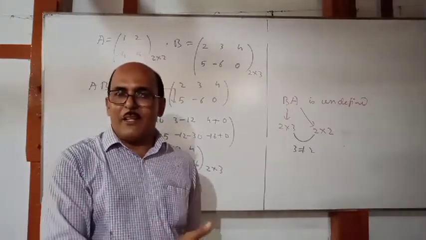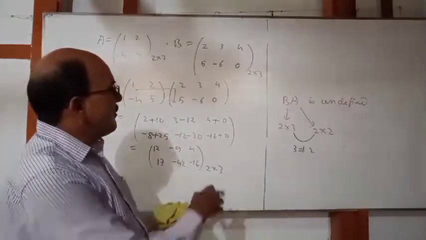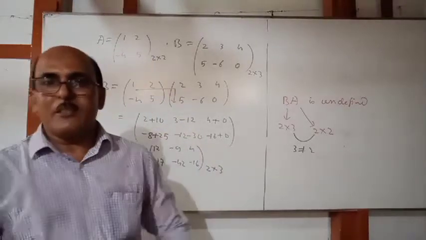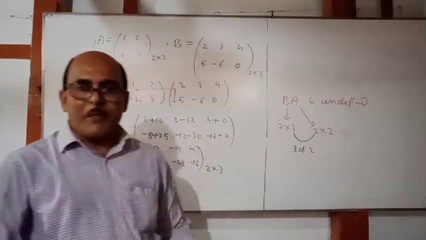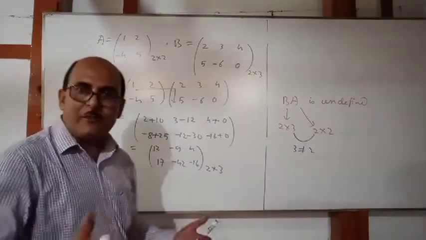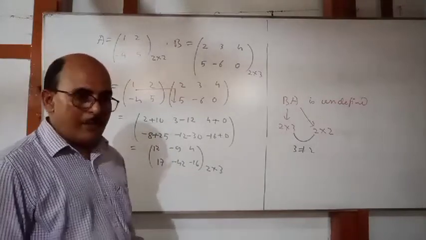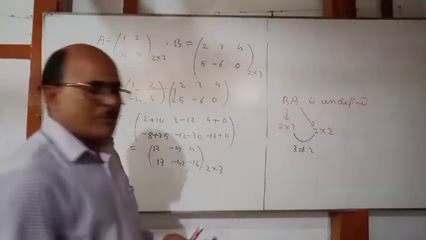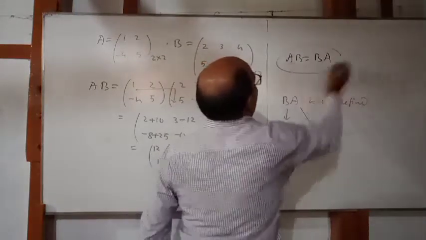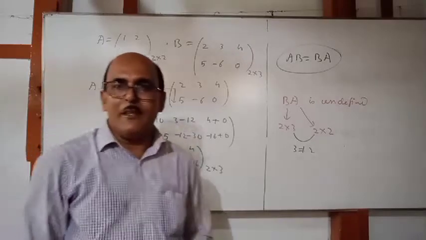So we have seen earlier AB and BA both can be found, but they are not equal. Here AB can be found, BA cannot be found. Sometimes BA can be found, AB cannot be found. This may happen. This is the property of matrix multiplication and a main feature of matrix multiplication. And also, sometimes if A and B are two square matrices, AB may be equal to BA, but only in a special case will AB be equal to BA. We shall see later. Thank you.